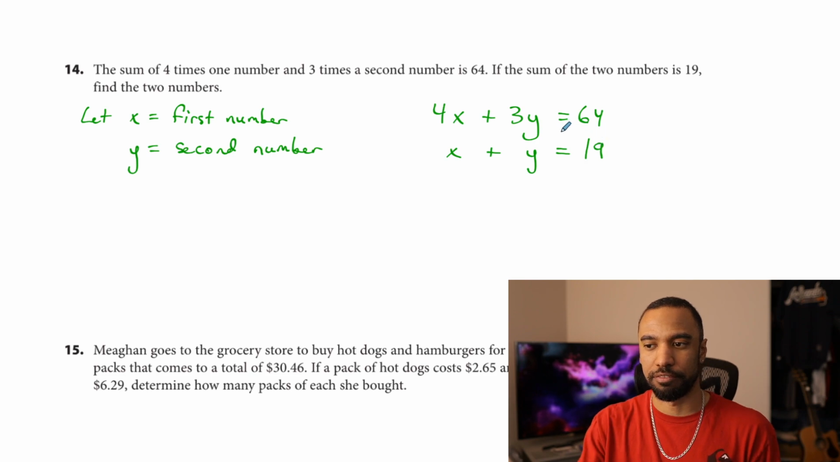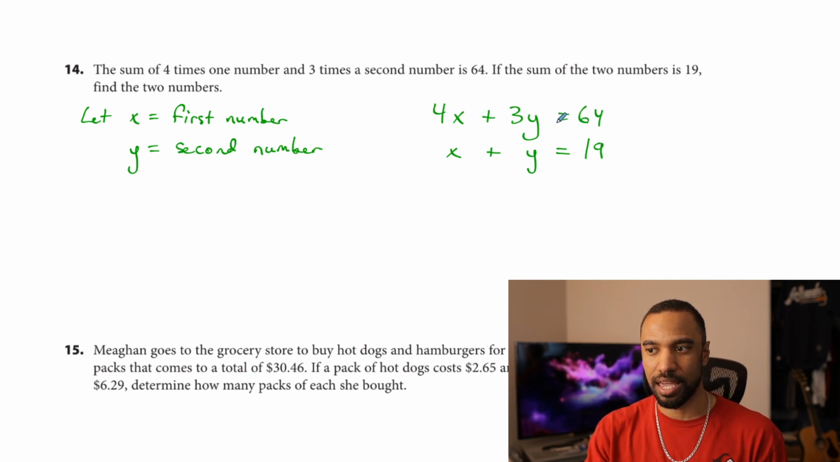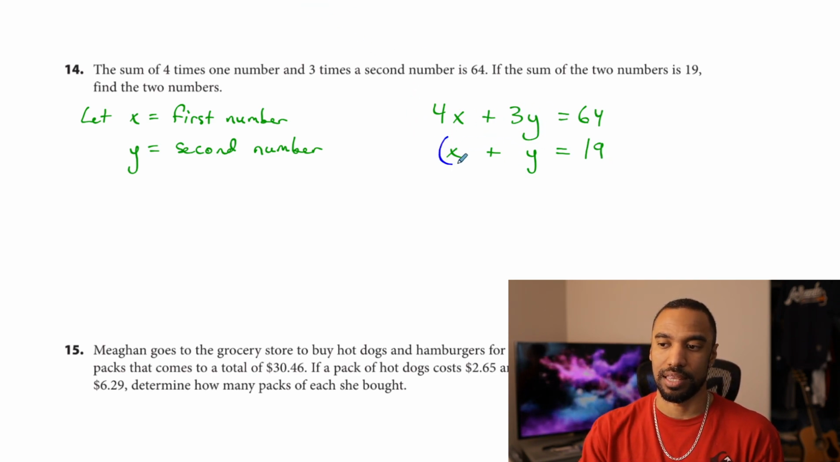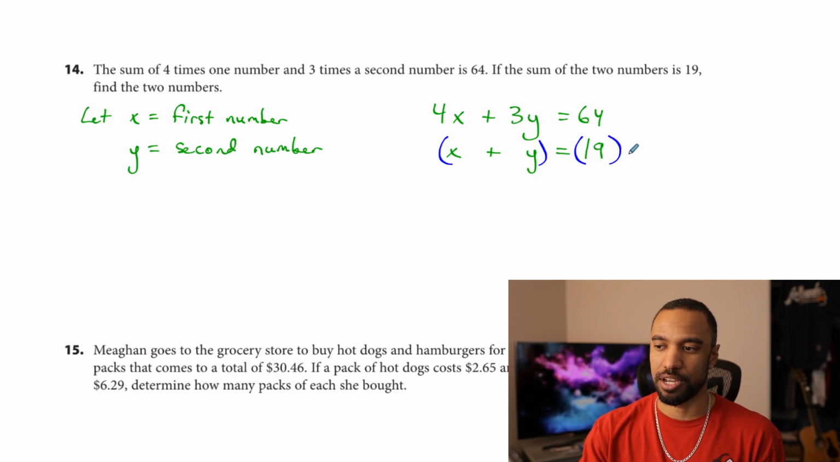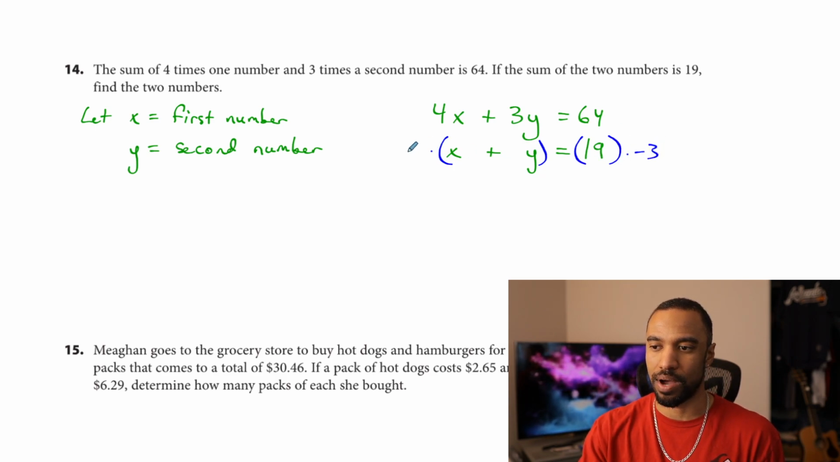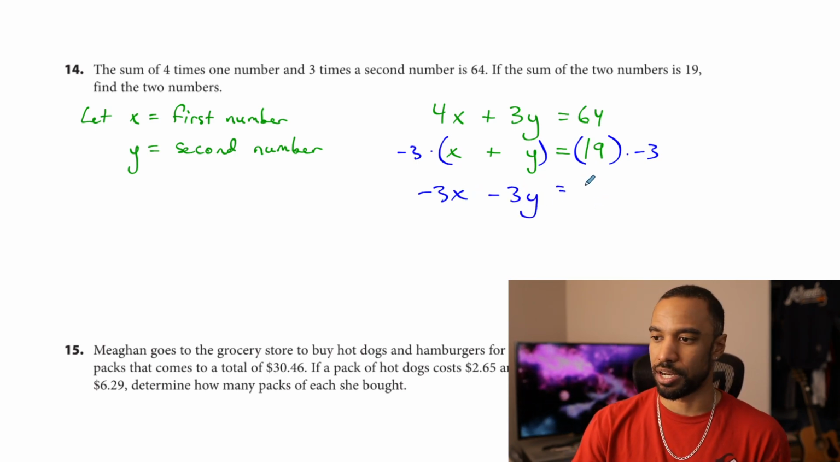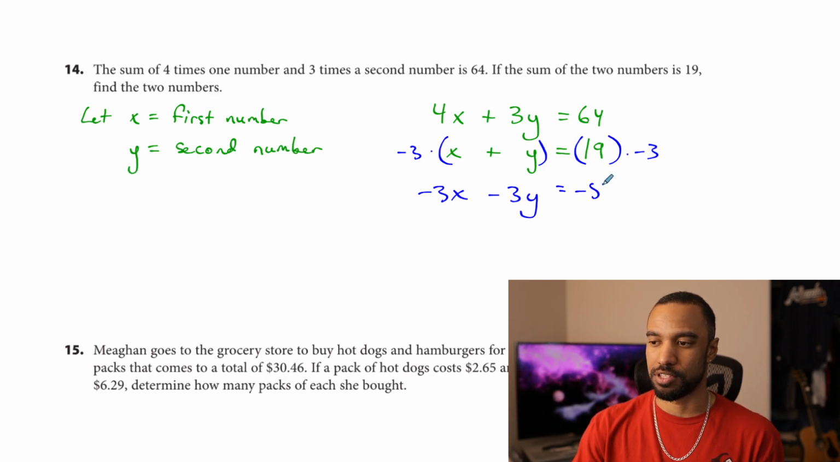This is probably one of the first problems, if not the first one, where I can't really divide all these by something. So instead, I'm just going to multiply the bottom by something. And these numbers are small, so that's okay. So I'm going to multiply the bottom here by -3 to eliminate the y's first. And I'll get negative 3x minus 3y equals negative 57.